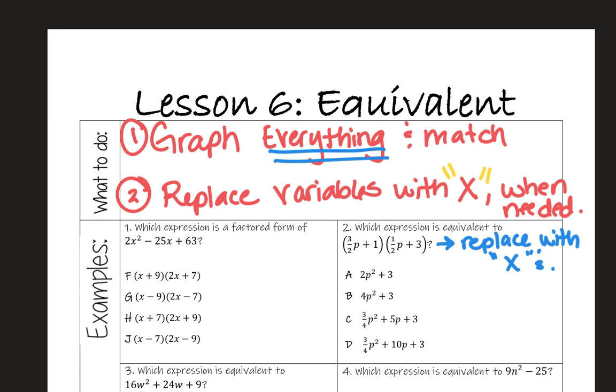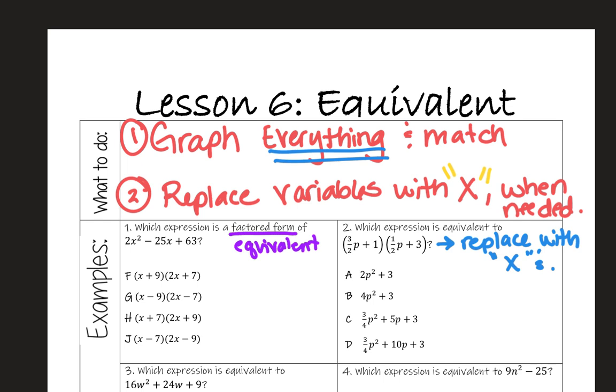The first one says, what expression is a factored form? So all it's asking for in factored form is equivalent. They're just looking for the equivalent equation, all right? So we're going to graph it, and then we're going to match it. So I'm going to graph 2x squared minus 25x plus 63 first. That's going to be the first one.